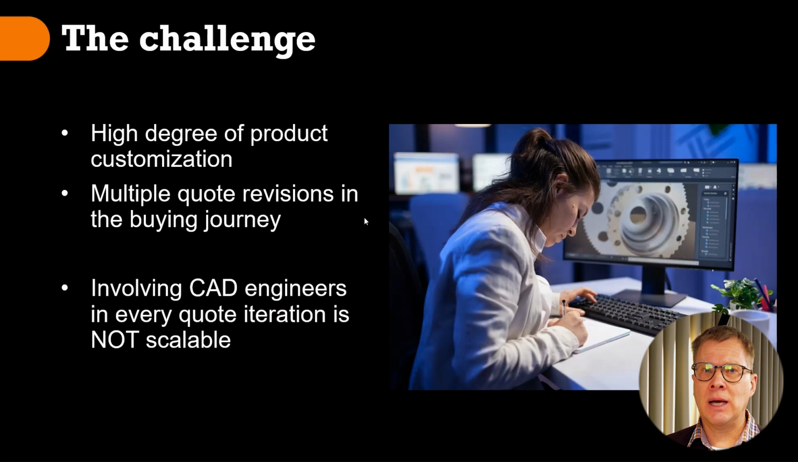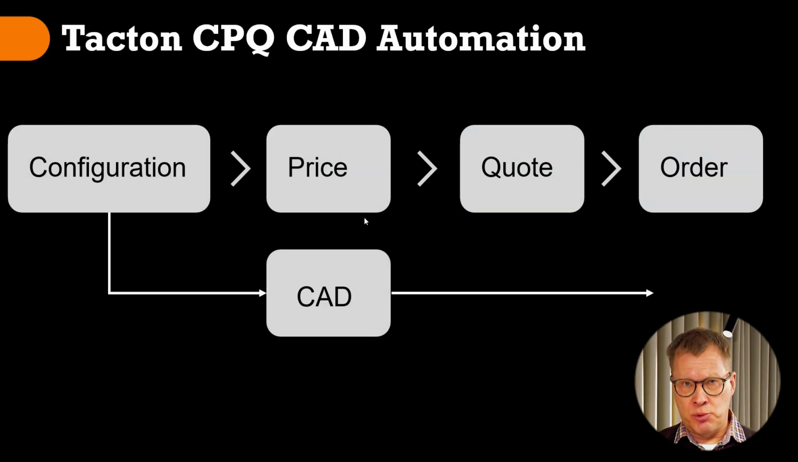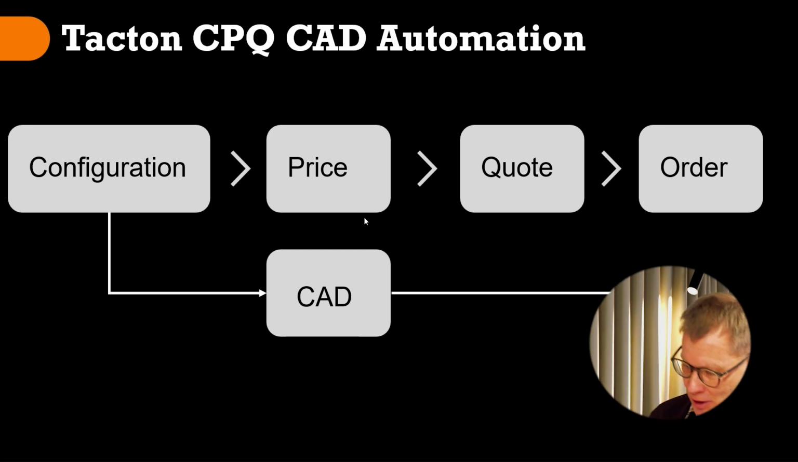And that's where CAD Automation in Tacton CPQ comes into the picture. What it basically is, before I hand over to Linus: we, of course, configure a product, we price it, we quote it, and then we place it for order. That's the core Tacton CPQ functionality. But the CAD files can then also be generated in parallel to that process. And that's what Linus is now going to talk about in giving us a demo. So welcome.